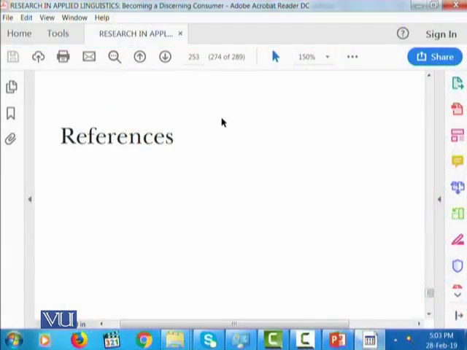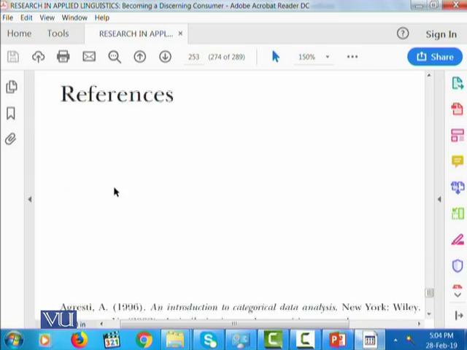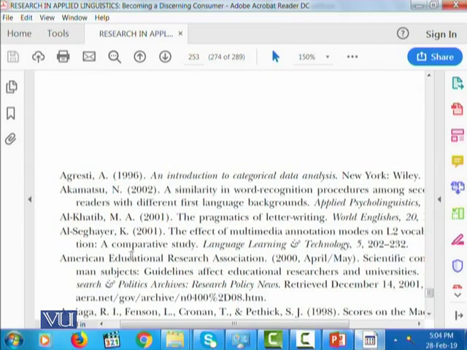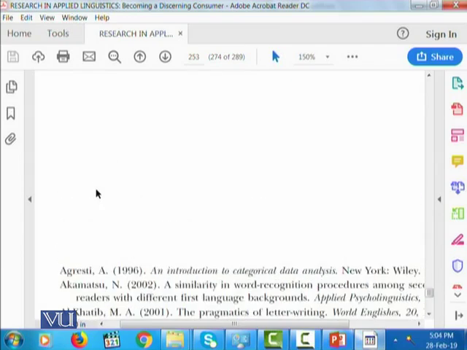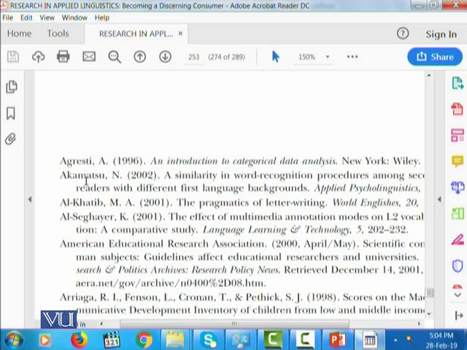Dear students, this is your textbook, Research and Applied Linguistics: Becoming a Discerning Consumer. I'm taking you to the page where references start. You know that this reference list is given in alphabetical order, like Agresti, 1996, Akamatsu, 2002. So you can explore further which is the book, like The Pragmatics of Later Writing, World Englishes.